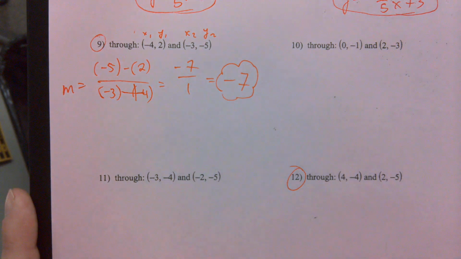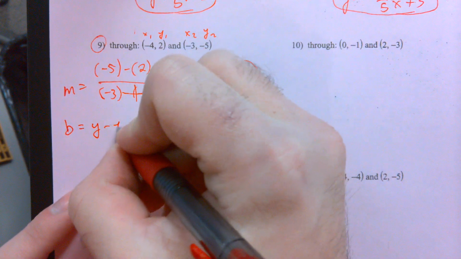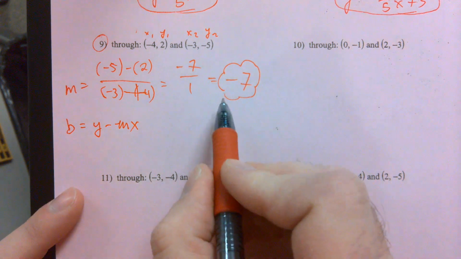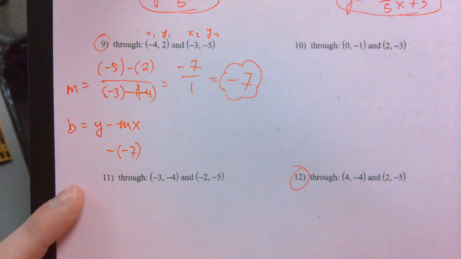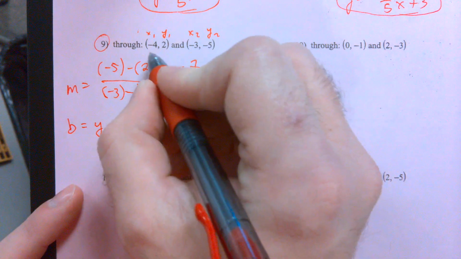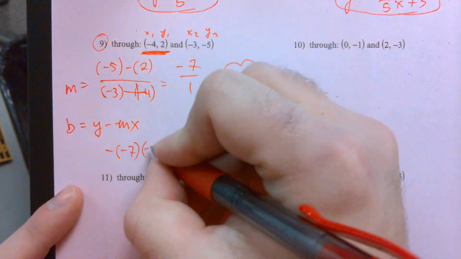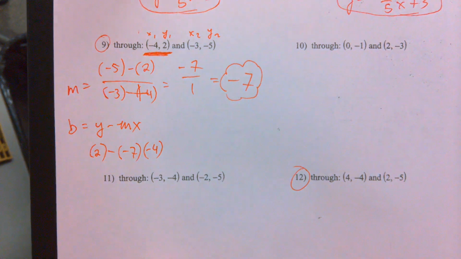And now what we didn't have to do in 7 and 8 was solve for B. B is equal to y minus m times x. My M is negative 7. And I'm going to take my first point here, negative 4 comma 2. I'm going to plug in negative 4 for x. I'm going to plug in 2 for y.